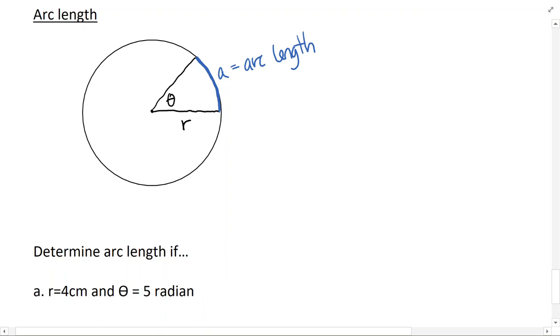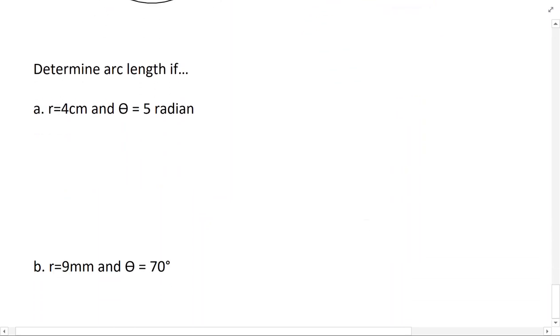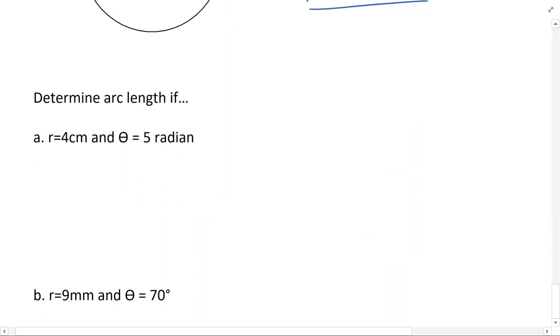And to find that, there is a formula, which is A, which is the arc length, as we show in the picture, equals some angle times r. And this angle must be in radians. Okay, so this is the formula for going from radius to arc length. So let's do some examples. Determine the arc length if r is 4 cm and the angle is 5 radians.